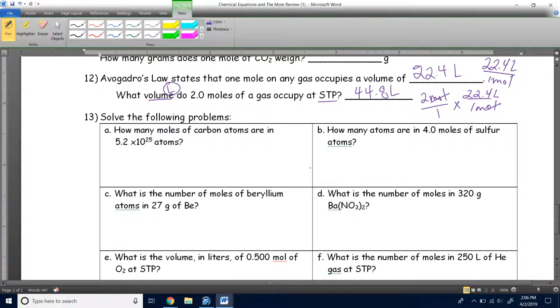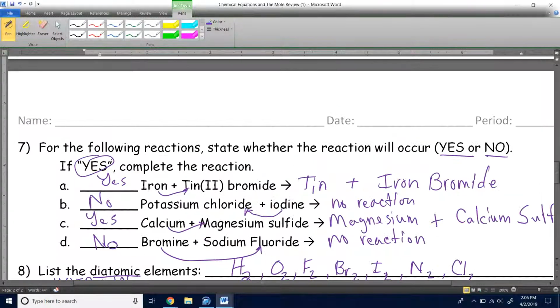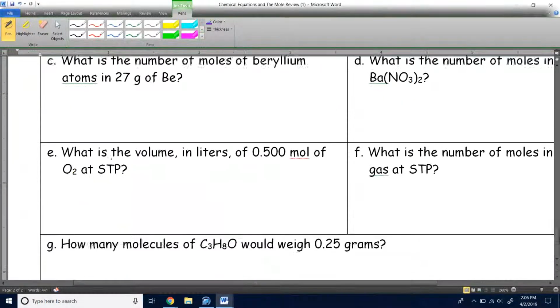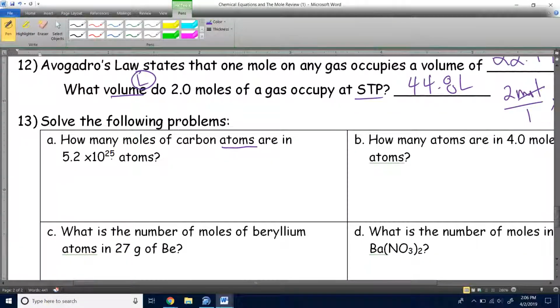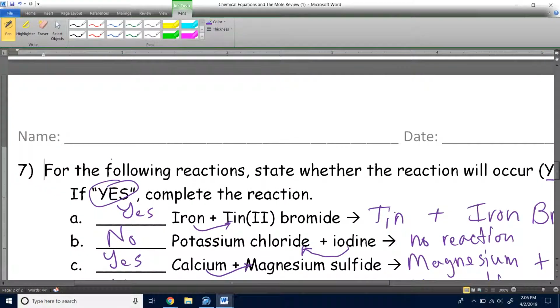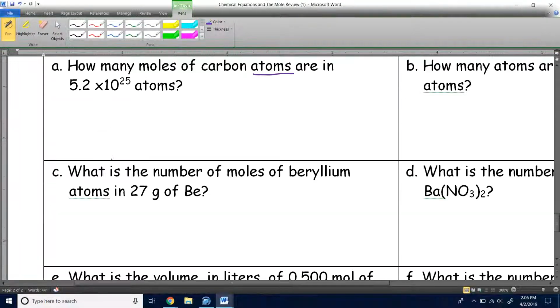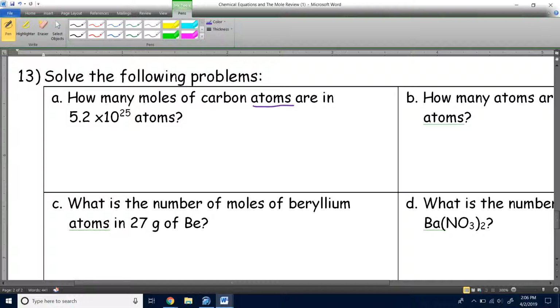Okay. So 13A, it's asking you how many moles of carbon atoms, okay, so that's your key word, atoms, are in 5.2 times 10 to the 25th power of atoms. Okay, so what I'm going to start with doing is I'm going to write down what is given. All right, let's make this a little bit bigger. There you go. All right, so let's write down what's given.